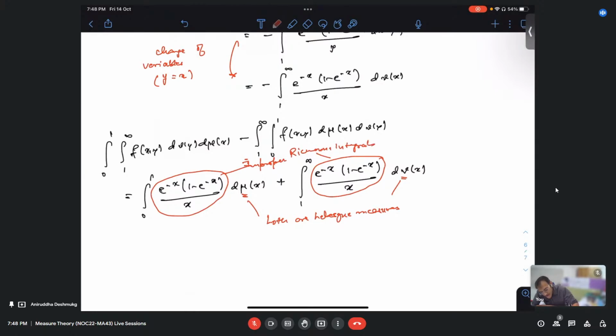So we can use the properties of that. We can combine the two sets, 0 to 1 and 1 to infinity together gives us 0 to infinity. So this is the integral from 0 to infinity of e to the power minus x, 1 minus e to the power minus x, upon x, d mu x, where this is of course the Lebesgue measure on 0 to infinity.